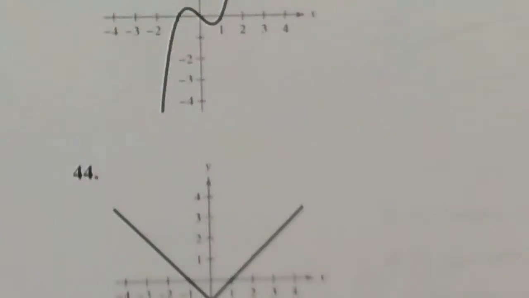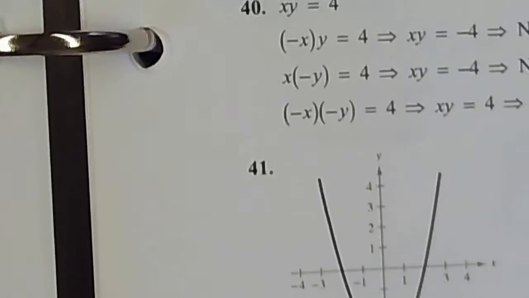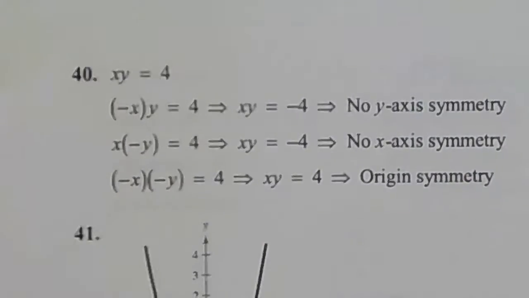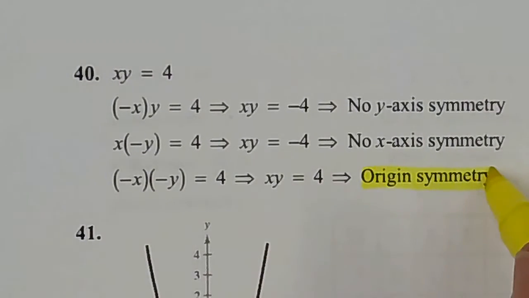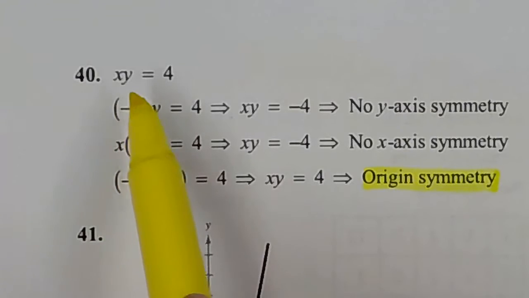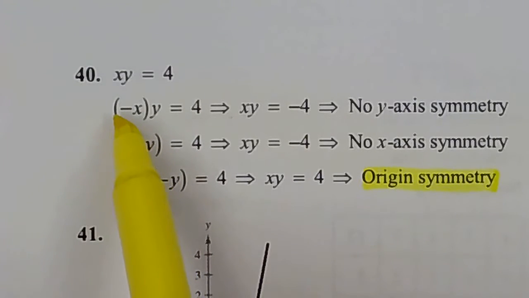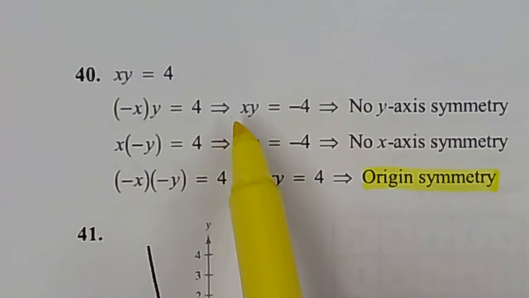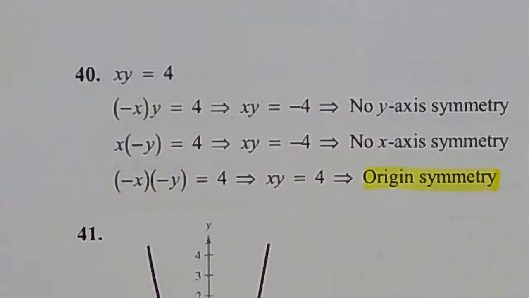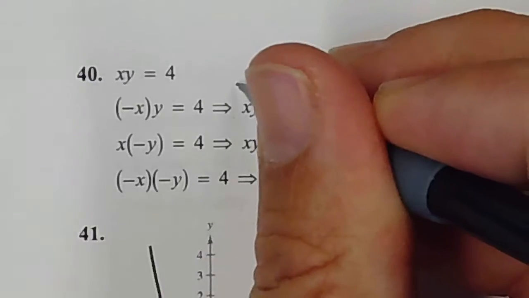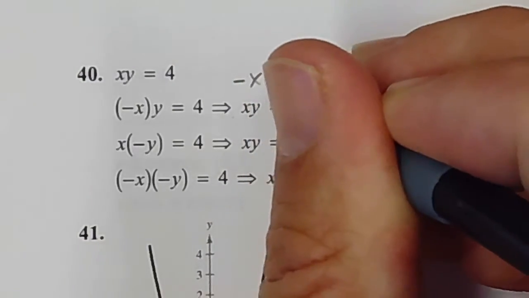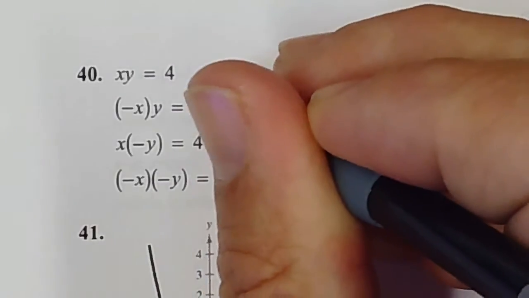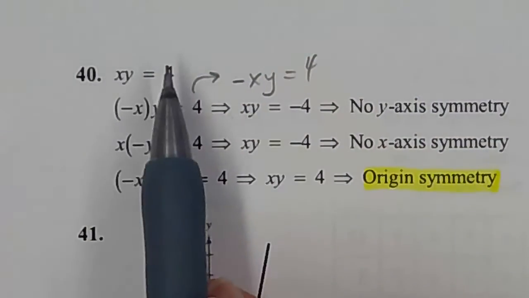So here's 40. 40 was a symmetry test problem. It had origin symmetry. These other ones didn't work. When you plug in a negative x, it's really just -1x times y. Negative times positive is negative. They kind of flipped it around, multiplying both sides by negative for some reason, but I would probably just keep it like this. Negative xy equals +4. And that's obviously not the same.